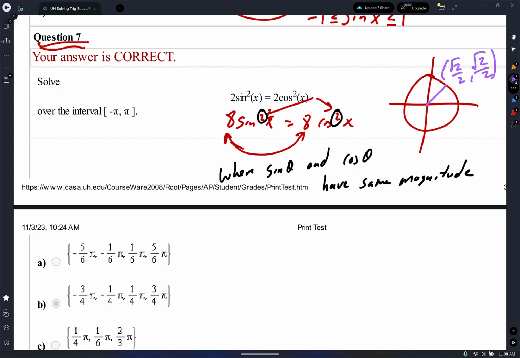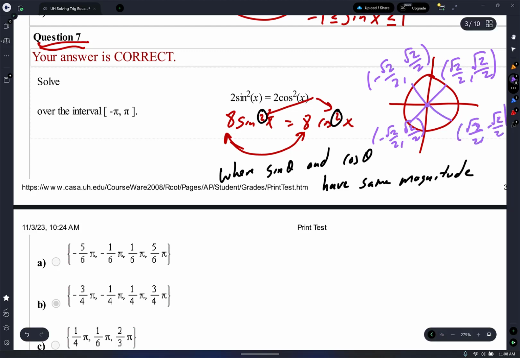Sine and cosine, I need them to be the same magnitude. I don't care about the sign, guys. I just need them to be the same value. Negative square root of 2 over 2, square root of 2 over 2. See? Negative square root of 2 over 2, comma, square root of 2 over 2. And square root of 2 over 2, comma, negative square root of 2 over 2. So all of those, but why?